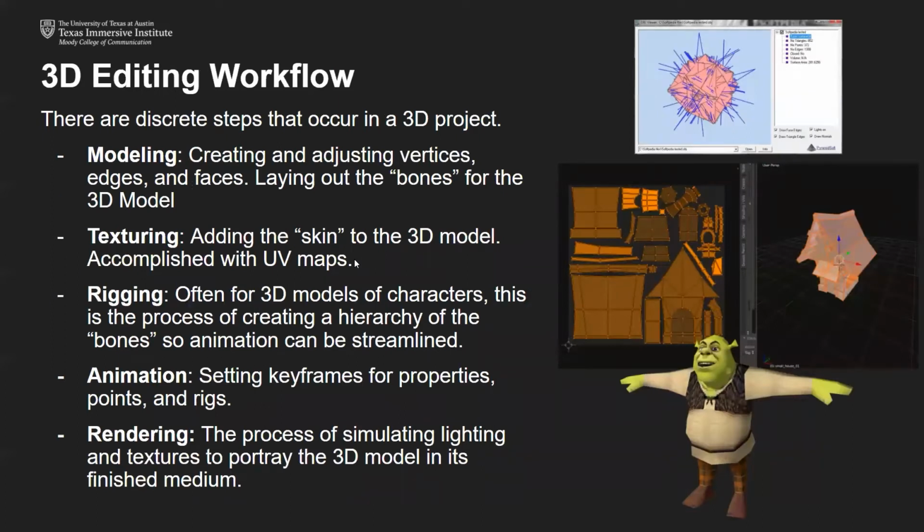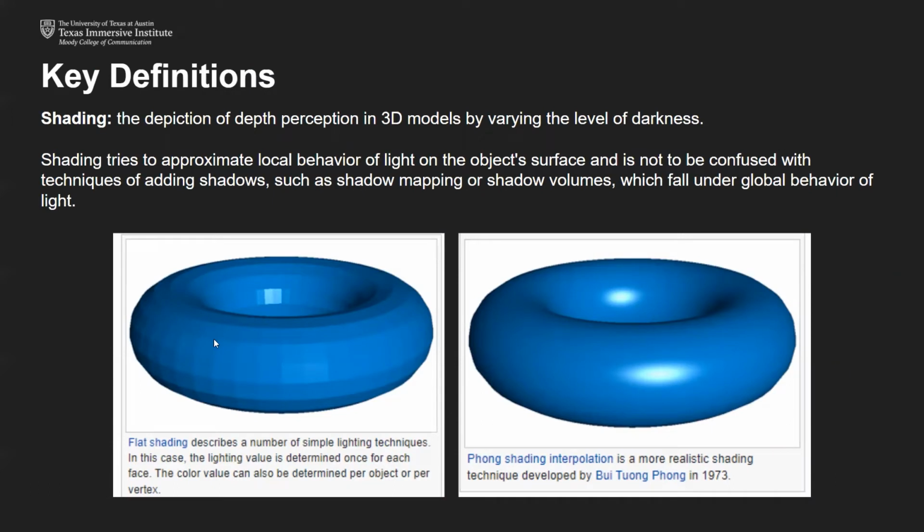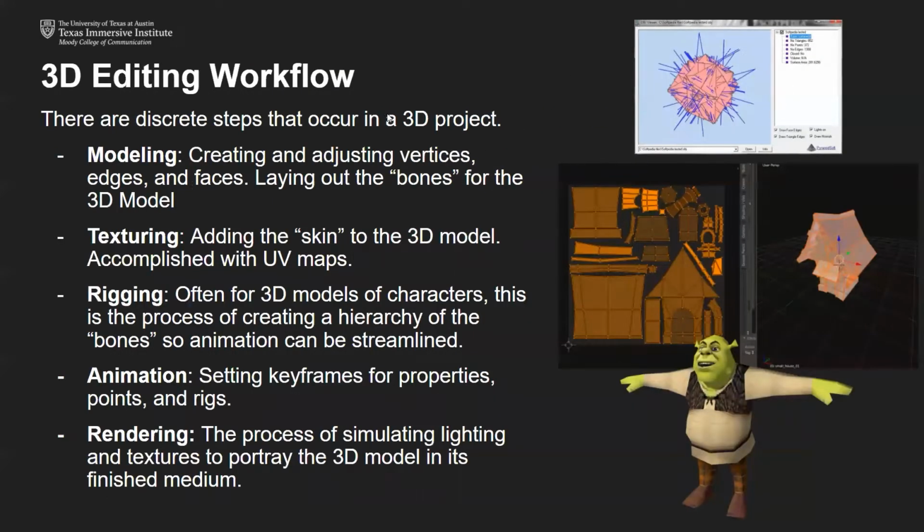So there's a few different steps that go into 3D editing. There's modeling, which is mostly what we've been going over, adding vertices and edges to create a 3D model. Texturing, which is the process of adding a UV map and color data to that to actually add color to the 3D model. You can think of this as the skin.